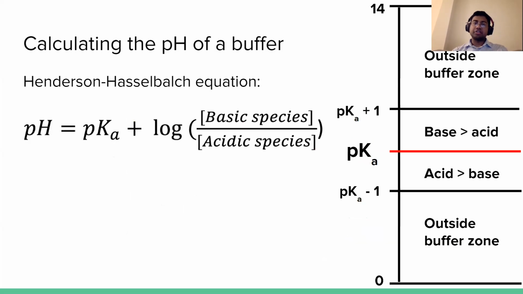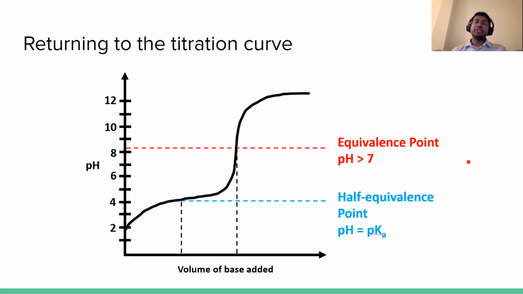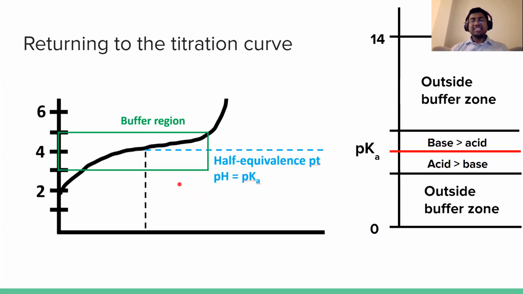Now, if we go back to this equation, 0.5 molar of both basic and acidic species means that we have equal quantities, and that makes the log term 0, which means that pH is equal to pKa at this half equivalence point. So the buffer region is actually pretty easily identifiable on this titration curve, and it is centered at the half equivalence point where pH equals pKa, and plus or minus 1 pH point.